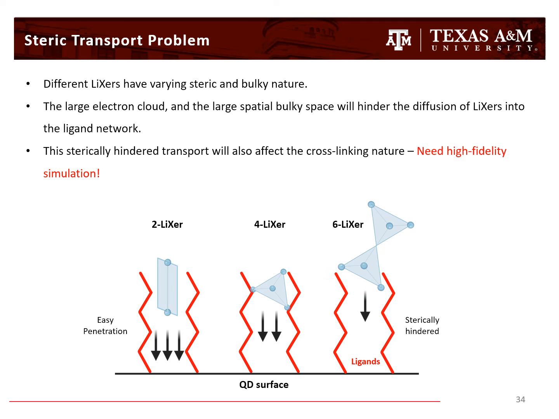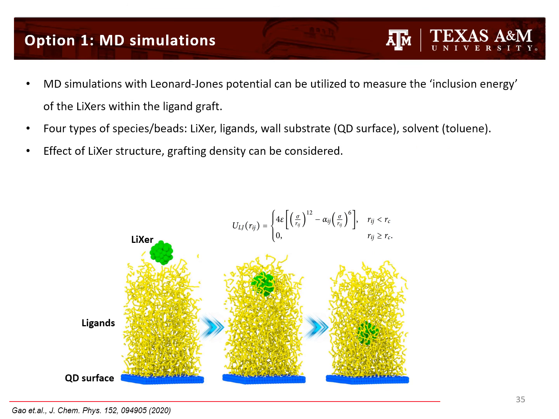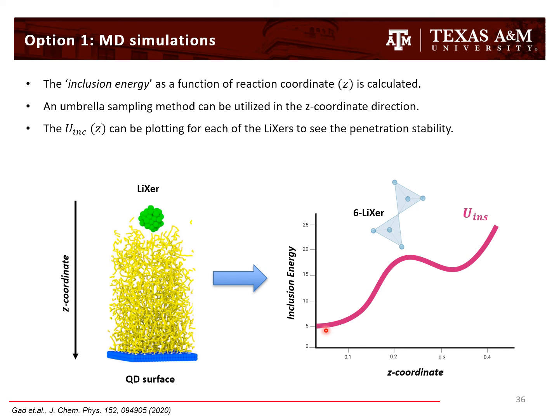And this is a much more difficult simulation to do, and we need high fidelity studies. One of the ideas we have is to do MD simulations to calculate something we call inclusion energy. What that means is basically you have your ligands, you have your quantum dot surface, and you have your linkers. And as the linker keeps on going inside the ligands, the energy is going to increase, and it is going to become unstable. Then we can calculate how this inclusion energy increases for 2 linkers, which is a linear molecule, for 4 linkers, and for 6 linkers, which are much bulkier molecules.